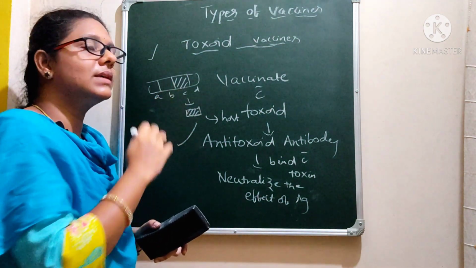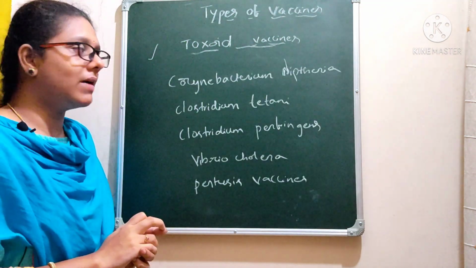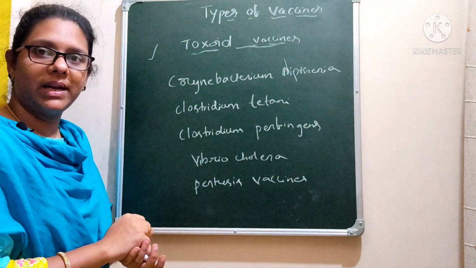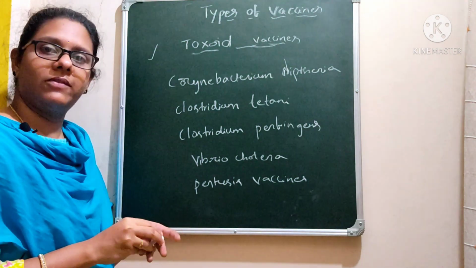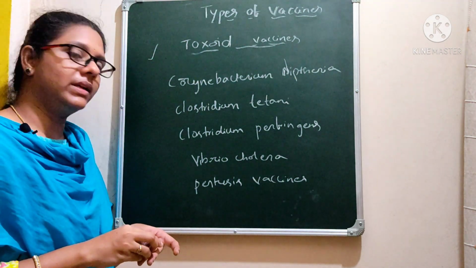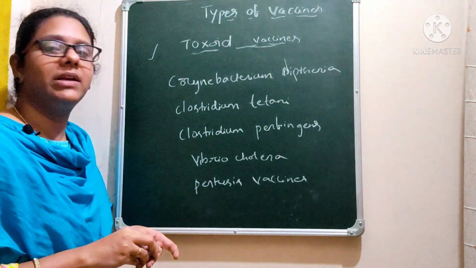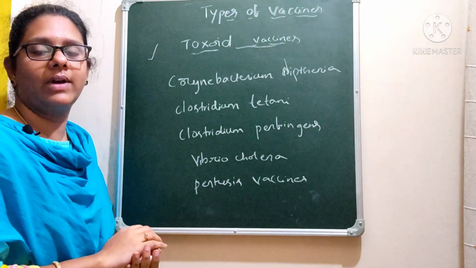And coming to the examples of toxoid vaccines, vaccines are available against Corynebacterium diphtheriae and Clostridium tetani, which we call the tetanus vaccine. And of course, a vaccine is also available against Clostridium perfringens, and also against Vibrio cholerae, and the pertussis vaccine. These are some of the examples of toxoid vaccines.